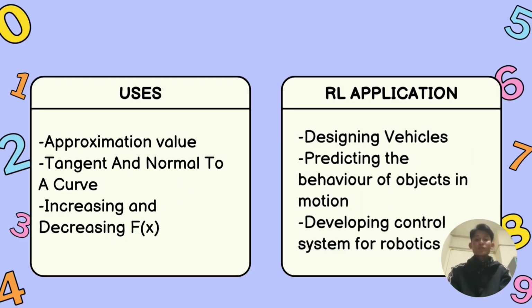Okay, let's move on to uses and real life applications. For uses, it is for approximation value, tangent and normal to a curve, and also for increasing and decreasing f(x). For real life applications, it is for designing vehicles, predicting the behavior of objects in motion, and also for developing control systems for robotics.